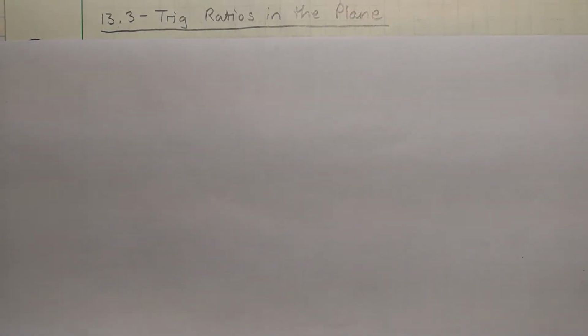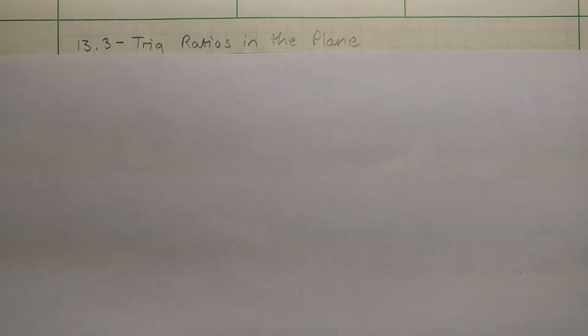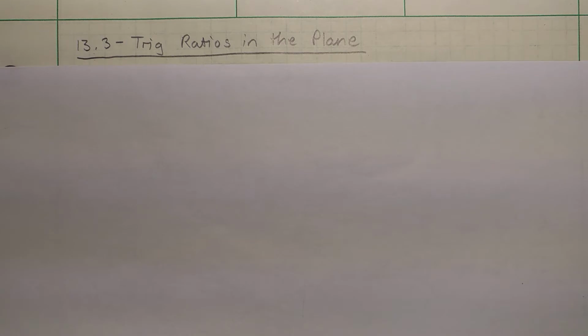Hello, advanced algebra students. I think we're ready to go with our new material, which is going to be from 3.3, and we are going to start talking about trig ratios in the plane. So if you remember, we left off by talking about trig ratios, how we had a right triangle, and we could find the different sine, cosine, and tangents by knowing which sides to compare. Well, now we're going to extend that.